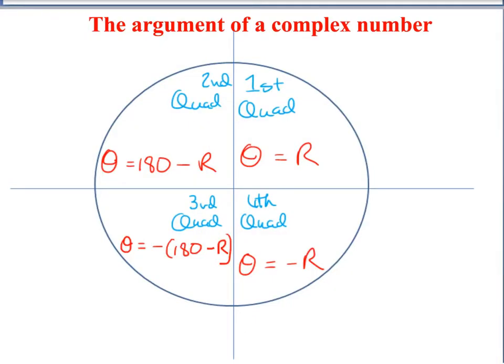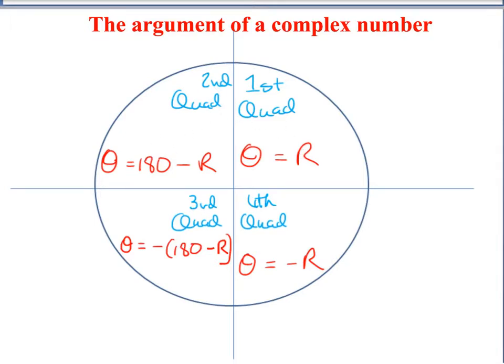So to summarize, we always start measuring our angle from the positive part of the real axis and we move anti-clockwise. So if we're in the first quadrant, the reference angle is just equal to theta. We don't have to do anything to it. We just use TOA, we just use tan. If it's in the second quadrant, we subtract the reference angle from 180 degrees. Now, if it's below the real axis, we basically apply the same rules as the first and second quadrant, but we just make them into a minus.